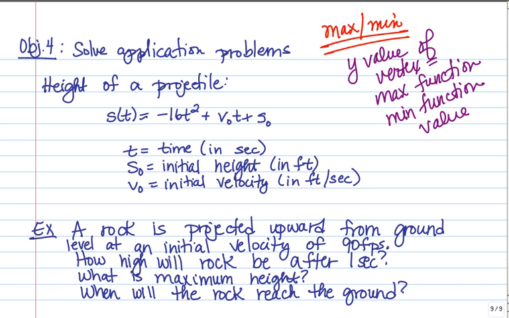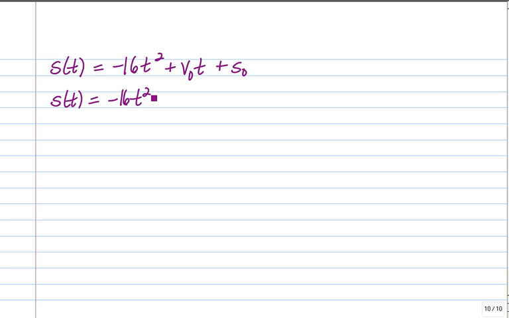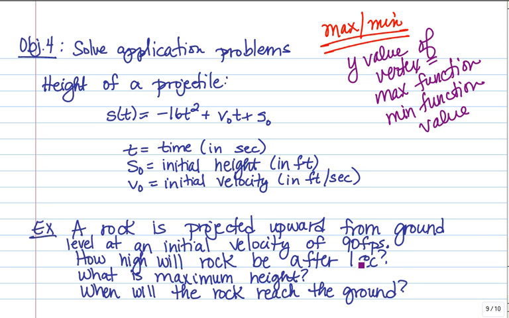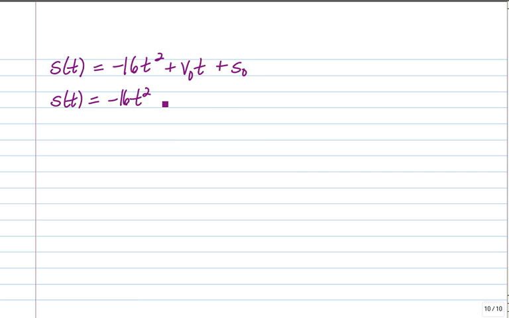So let's think about our formula that we need. Our S of t was what? Negative 16t squared plus v sub 0 t plus s sub 0. Well, what were we told? That it was launched from the ground, right? So from the ground means that its initial height is 0, and the initial velocity was 90 feet per second. So we can plug those in to get negative 16t squared plus 90t plus 0, which we don't need.